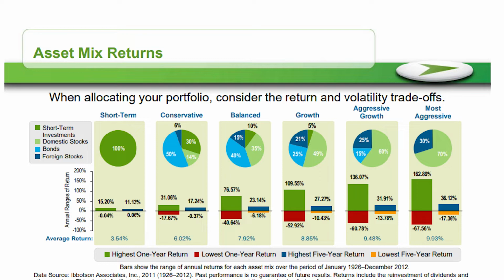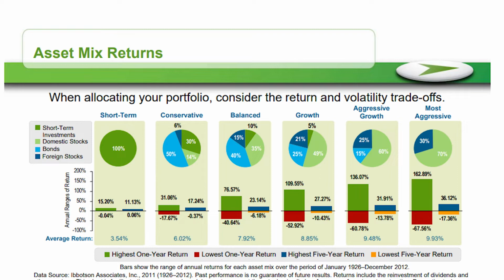If you are more an aggressive investor, as you can see here all the way on the right-hand side, 162.89% was the highest one-year return. The lowest one-year return was negative 67.56%. And then the highest 5-year return was 36.12%. And the lowest 5-year return was 17.36%. And the average annual return was 9.93%. So as you can see with this type of strategy, when you're looking at your asset mix, the most aggressive, you're going to have a higher return, but there's also more risk.